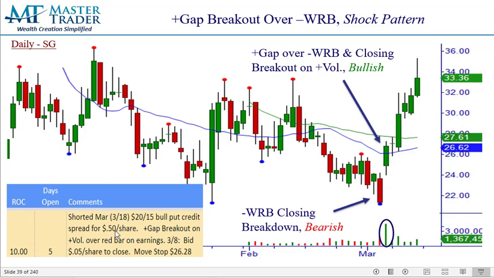This is the closed trades comments that we give to our subscribers. We give them the symbol, the date, the technical setup, the strategy, and a protective stop. So here it is: a positive gap breakout on increasing volume over this ugly red bar on earnings. That was the rationale for putting this in.